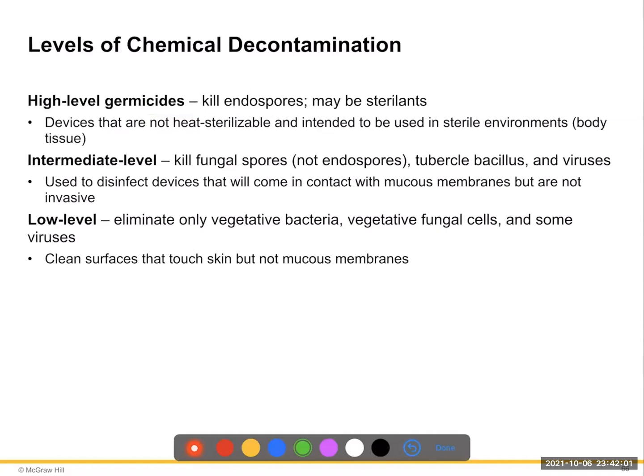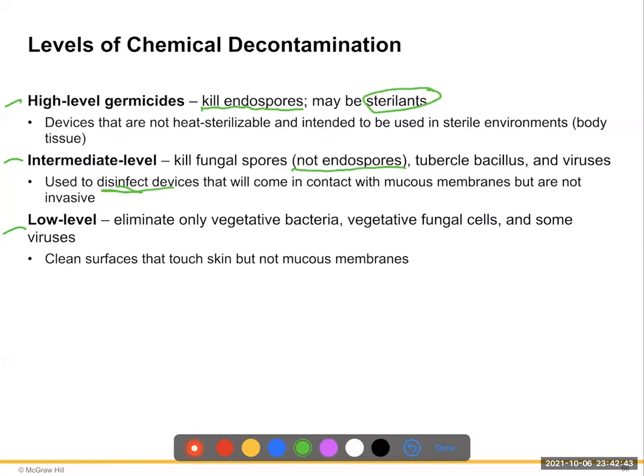You have high-level, intermediate-level, and low-level germicides. High-level germicides kill endospores. Remember, endospores are the most difficult to kill. We can use those for sterilization, to sterilize instruments, as sterilants, for devices that are not heat sterilizable and are used in a sterile environment in the body tissues. Intermediate level kills fungal spores, but not endospores, so tuberculosis bacillus and viruses. This disinfects devices that come in contact with mucous membranes but are not invasive in the body.